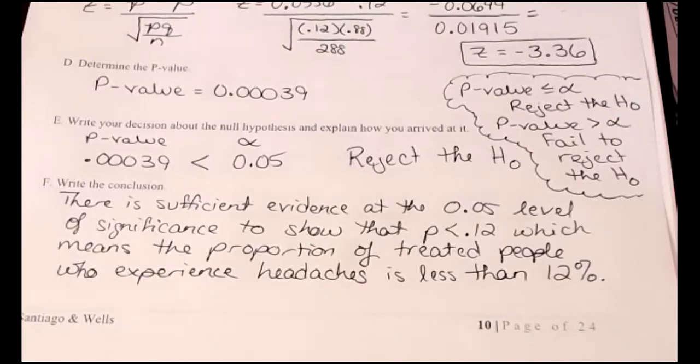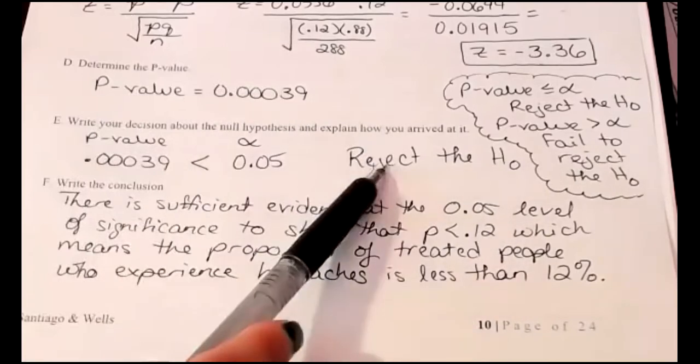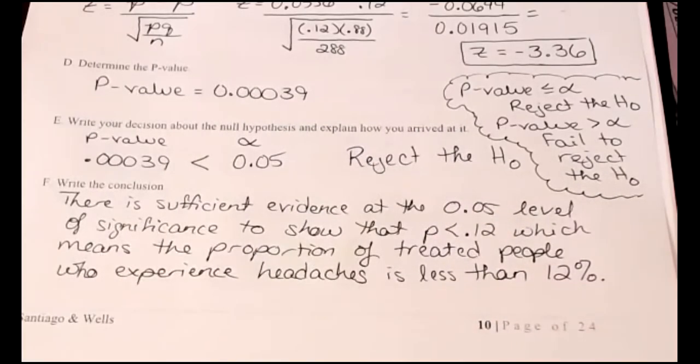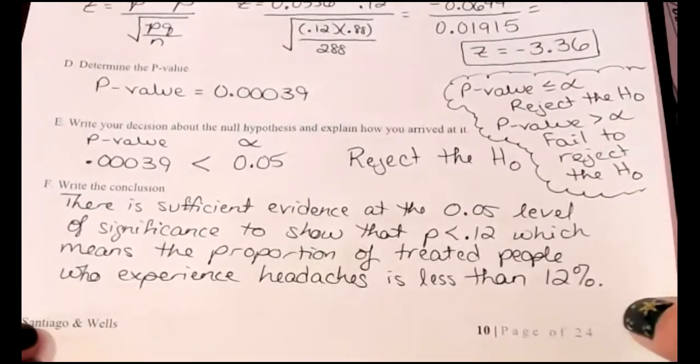So remember, when we talk about your decision about the null hypothesis and explain how you arrived at it, you arrived at it by comparing the p-value to the alpha, and then the decision was to reject the null hypothesis. And then, of course, you always write your conclusion to follow. Let's do it again. I think that's going to be really helpful to see a bunch of these. I'm going to turn the page.